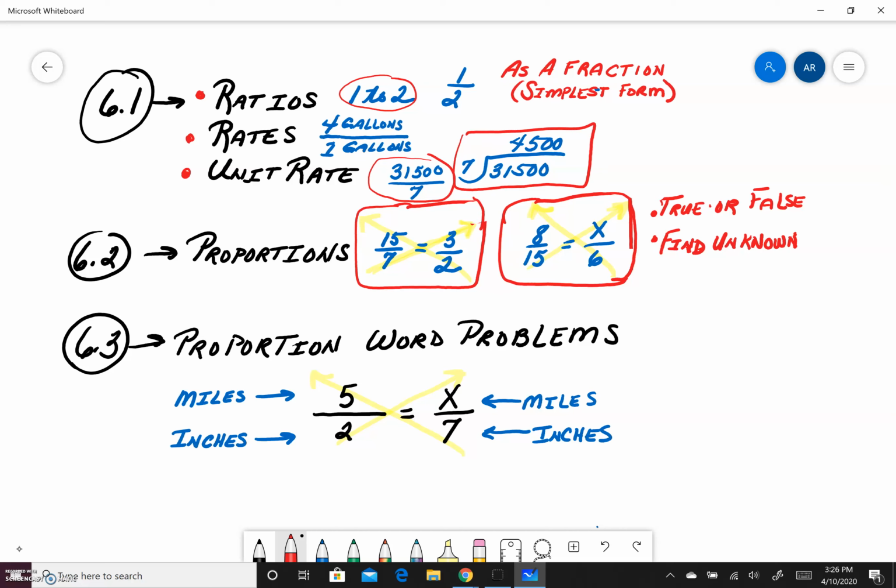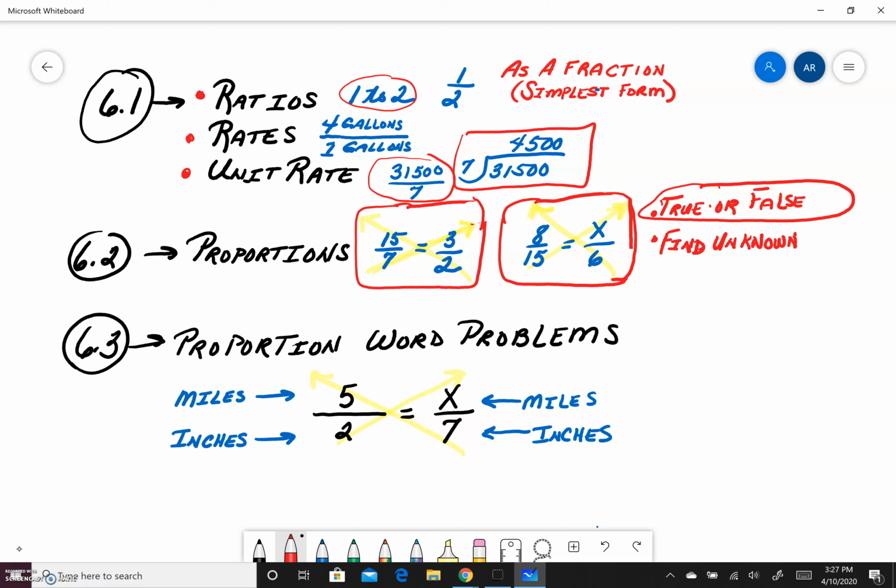Now in 6.2, we have proportions. Now proportions are just ratios that are equal to each other. And we're going to use a method, and you can see the yellow arrows, where we're cross multiplying. So the first set here, you can see we have 2 ratios, and we're just going to cross multiply to see if those numbers equal each other. And that's when we're going to deal with a true or false condition. It's going to ask you, is the proportion a true or false solution? So I'll give you some examples of that.